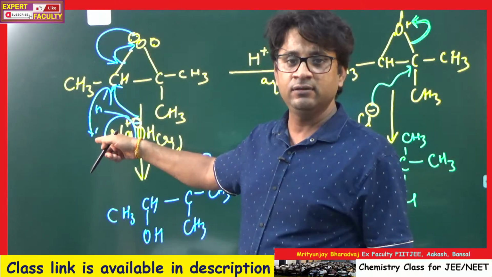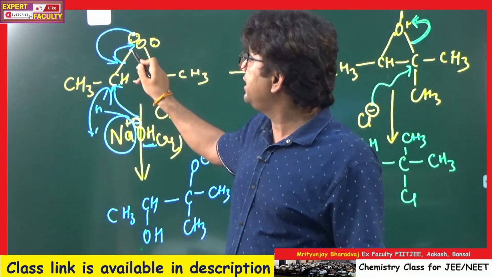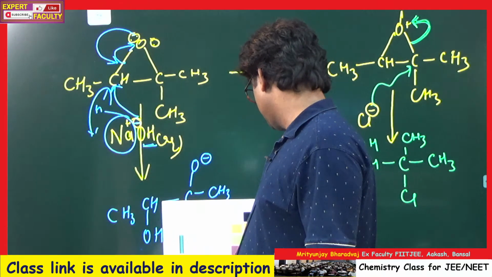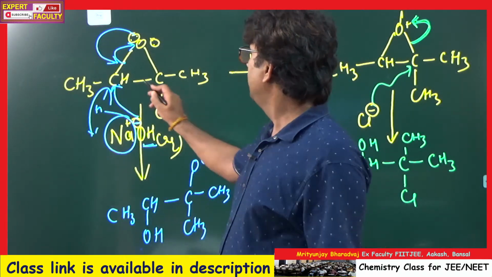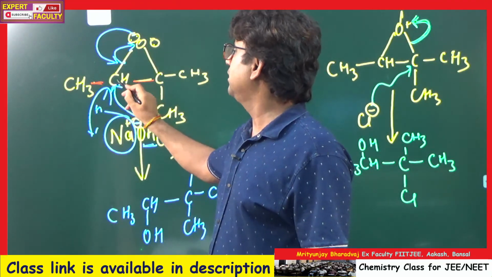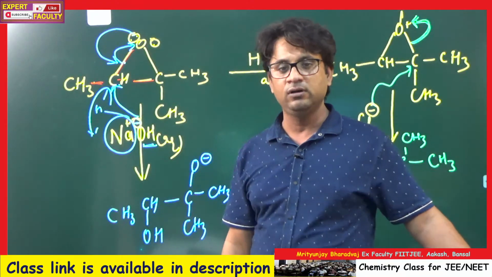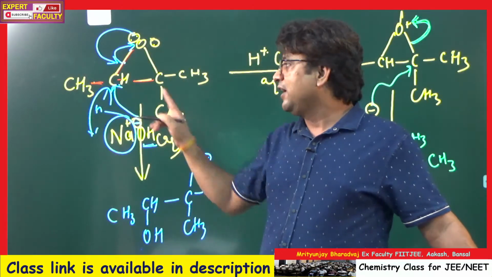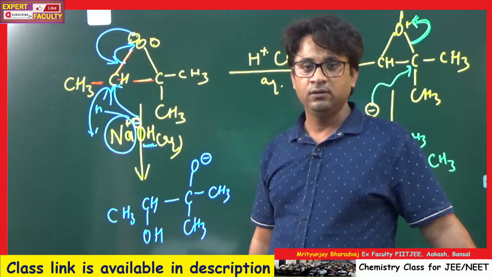H minus. Yes, sir. Because this carbon is already having 4 bonds. Let me change the color of the pencil. This carbon is already having 1 bond with the second carbon, another bond with the hydrogen and a bond with the oxygen. Carbon already having 4 bonds. So if it is getting a lone pair from the oxygen, hydrogen will leave with the bond pair.